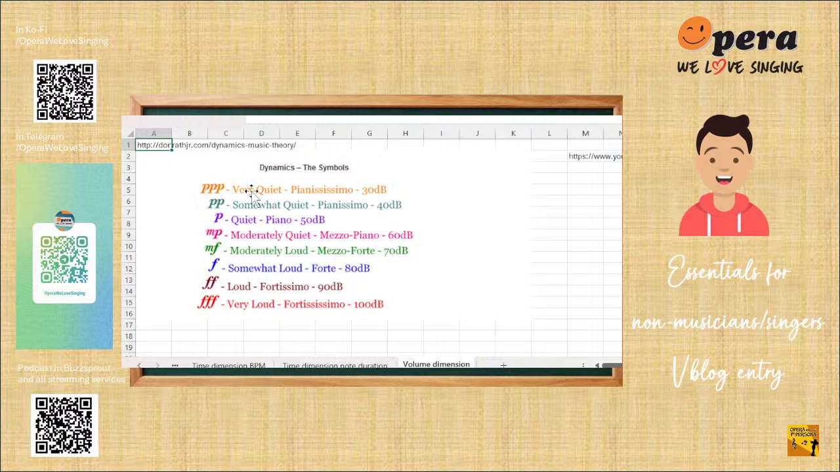So a triple P, when you see it on the score, which means very quiet, pianissimo, we usually call it the triple P. So you may hear Katia or me or any other musician or any other person that is related to music refer to this as the piano 1P, piano double P, or piano triple P. And you can see that the measurement in decibels is here, 30 decibels, 40 decibels, and 50 decibels.